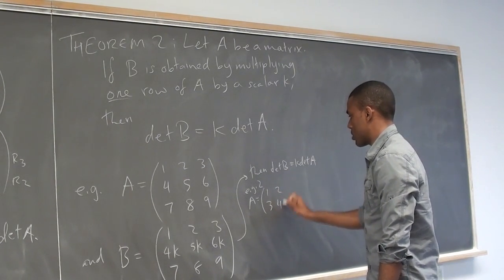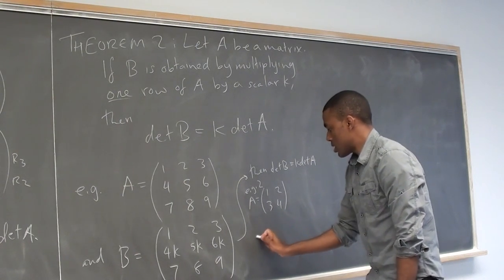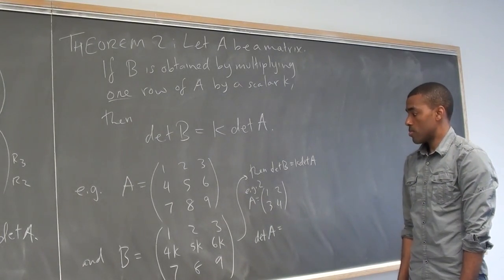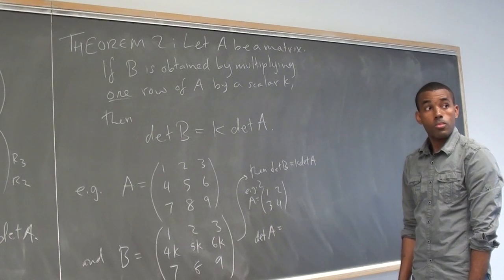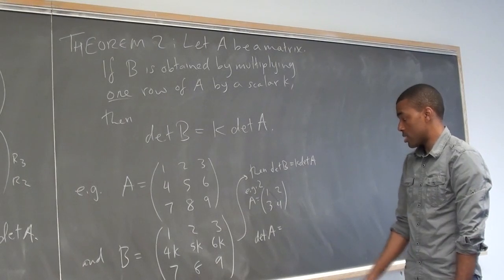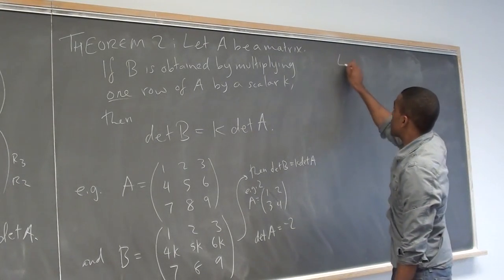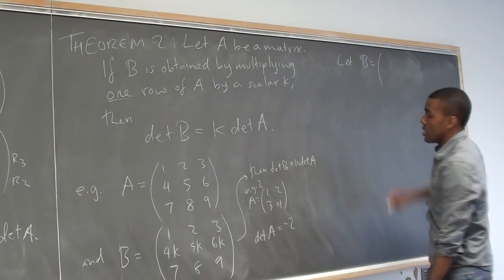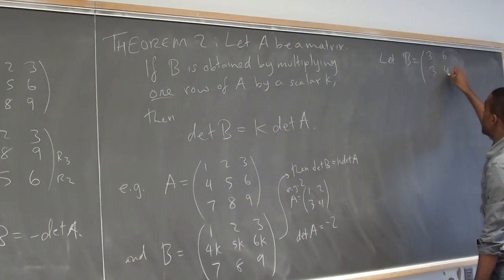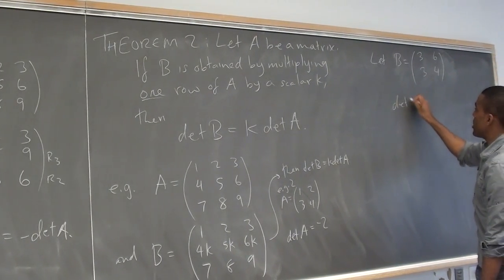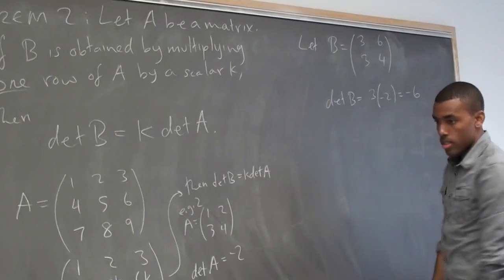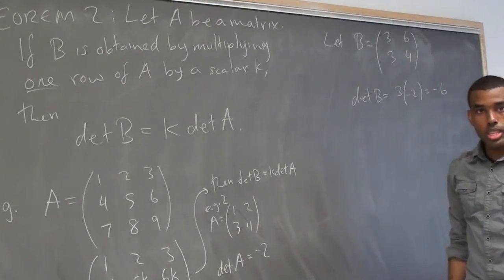If you want a concrete example, 1, 2, 3, 4. Let's say, what's the determinant of this? Minus 2, right? 1 times 4 minus 2 times 3. That's 4 minus 6, so this is actually minus 2. Now let B equal, if I multiply the top row by 3, 3, 6, 3, 4, then determinant of B is just equal to 3 times minus 2 equals minus 6. And if you actually do it the long way, you'll see that's what you get.